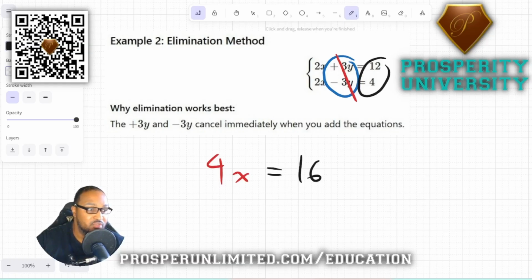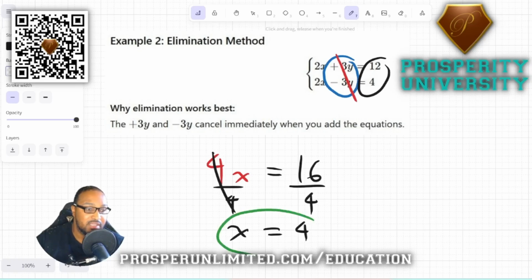Then you do your simple middle school algebra. 4x means 4 times x, so you're going to do the opposite of multiplication and divide. And whatever you do to one side, you do to the other. 4 divided by 4 is 1. 1 times x is x. And then 16 divided by 4 is 4. So x equals 4.